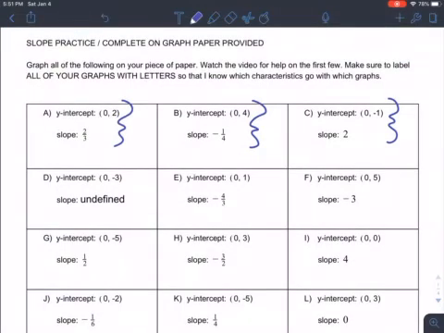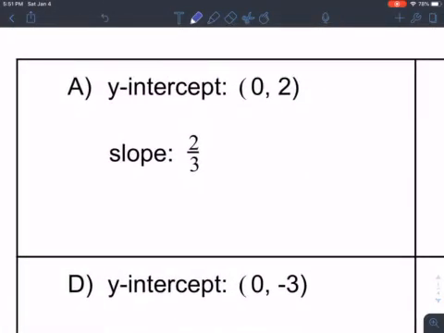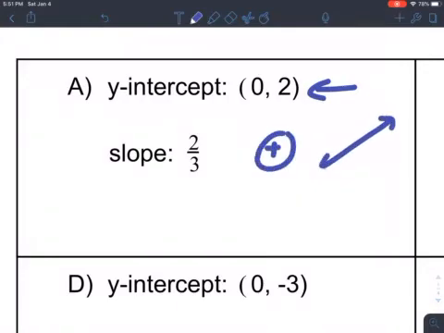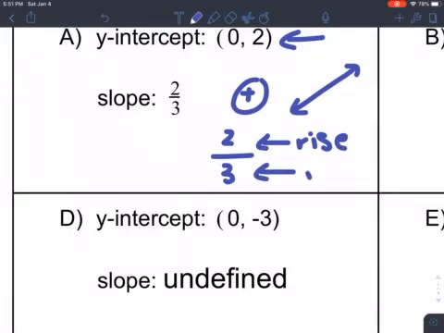So the process you're going to go through is, okay, what's my y-intercept for this graph? And you're going to put it on there. And then you're going to put another point on there so that the slope is what you want. So let's look just at A for a second. I have a y-intercept of (0, 2) and a slope of 2/3, meaning overall it's positive, right? So that means my line's going to go up as I go to the right. And then with the fraction 2/3, I have a rise of 2 and a run of 3.